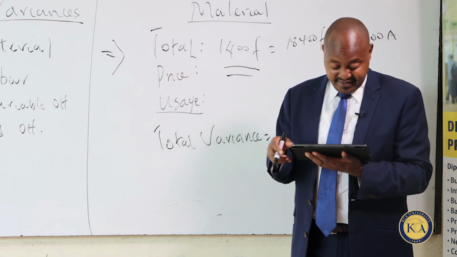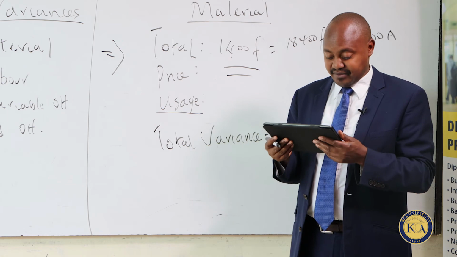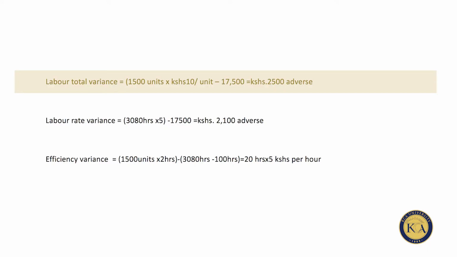So we begin with the total variance, which you can see the computation done on your screen. The total labor variance is about how much the actual output of 1,500 units should have cost. Every unit should have cost 10 shillings, so we were expecting 15,000 shillings as the standard cost of labor, but we actually ended up spending 17,500. That gives us an adverse labor cost variance of 2,500.